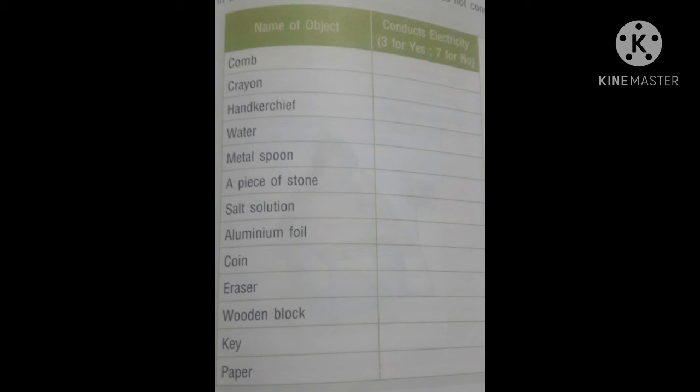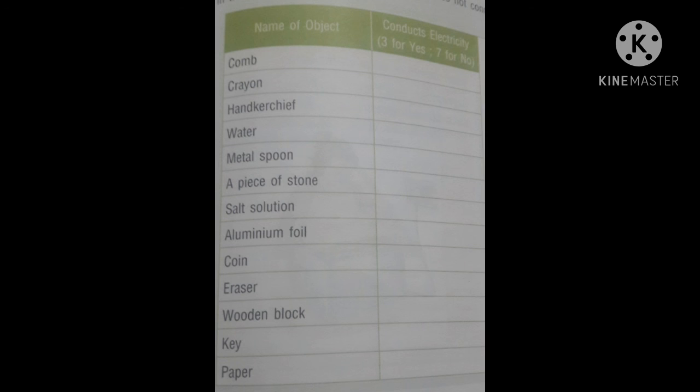Now in the table, name of the object, conducts electricity or not. Comb, it does not conduct electricity. Crayon, it also does not conduct electricity. Handkerchief, because it is made up of cloth, it does not conduct electricity. Water, it conducts electricity only when it contains some impurity, some salt dissolved. Tap water conducts electricity because it contains chlorine.